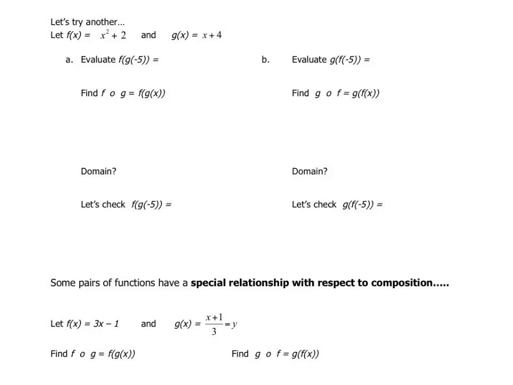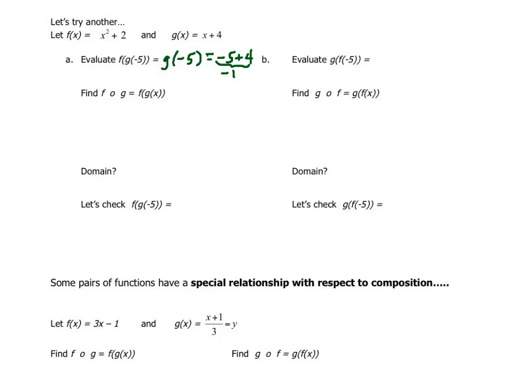So I'd like you to pause this video and try to fill this in on your own using the same routine that we did on the last one. So you should first evaluate g of -5. That means plug in -5 for every x in g of x. When you do that, you should get -1 for g of -5.